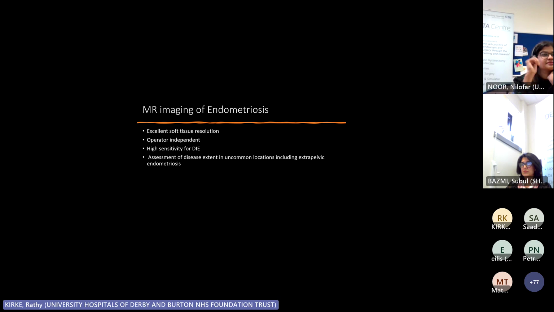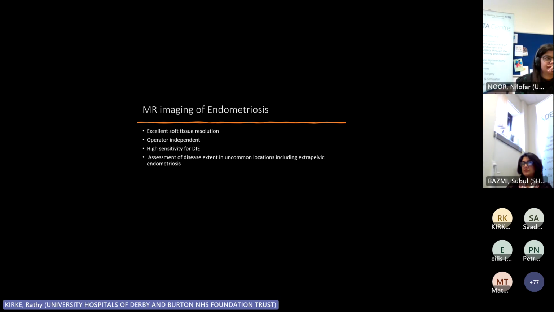Pacemakers used to be a contraindication, not anymore. People with pacemakers are now having MRI scans. There is a waiting list across the country, obviously, but they still can have MRI. So MRI isn't a huge contraindication anymore.